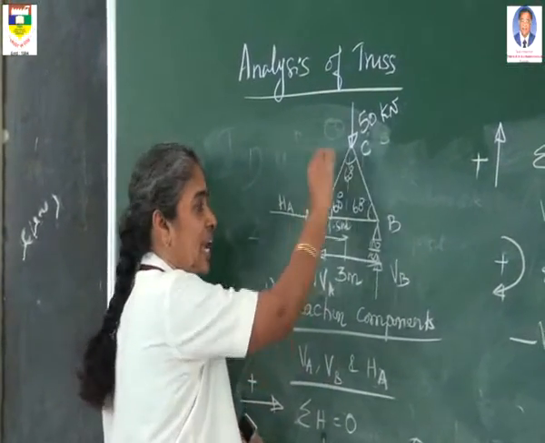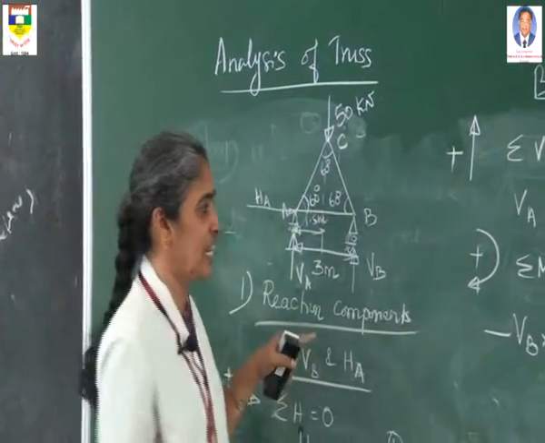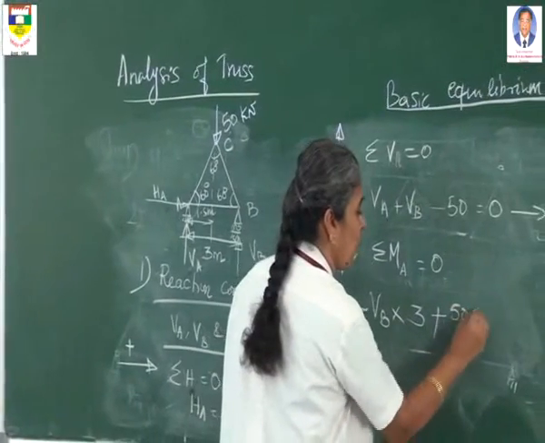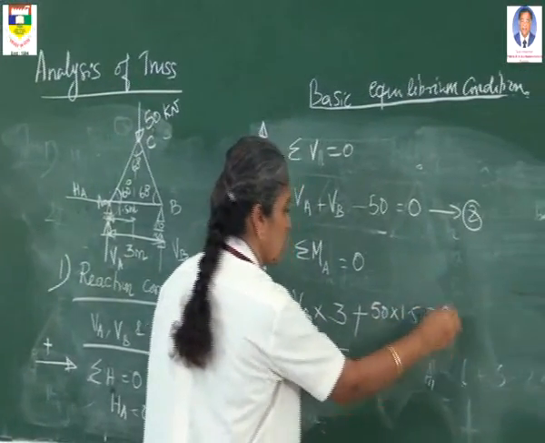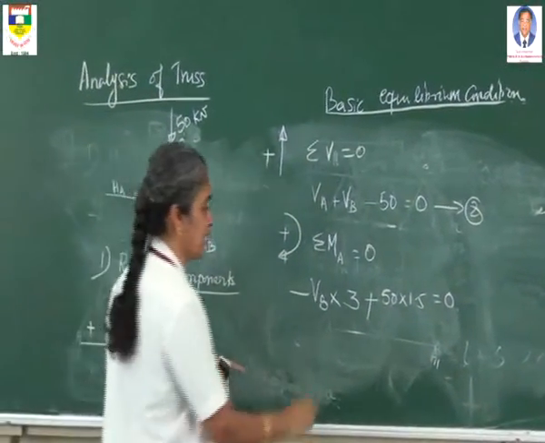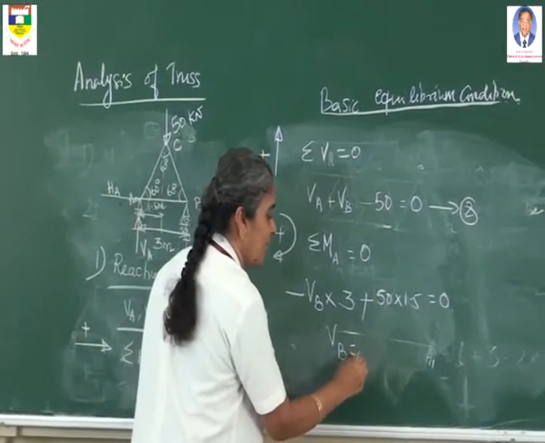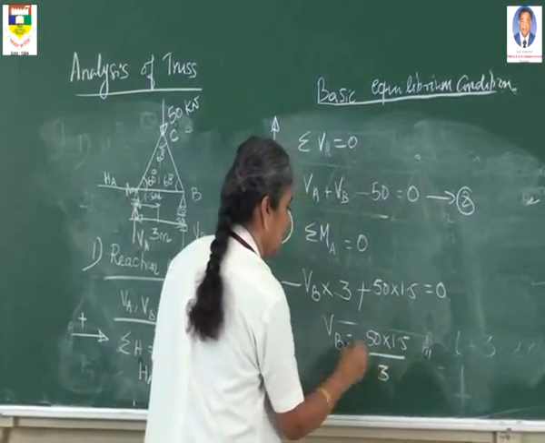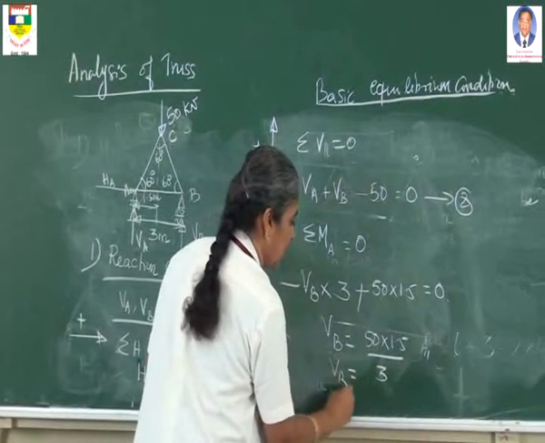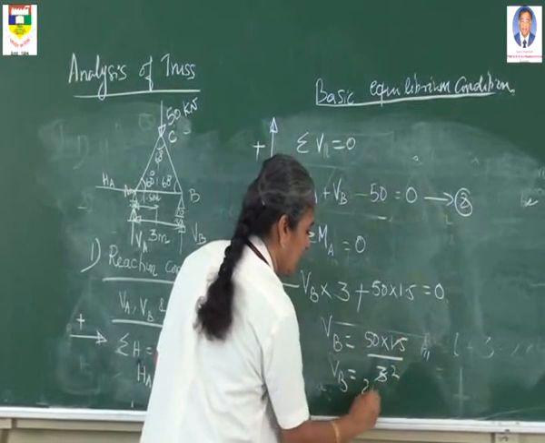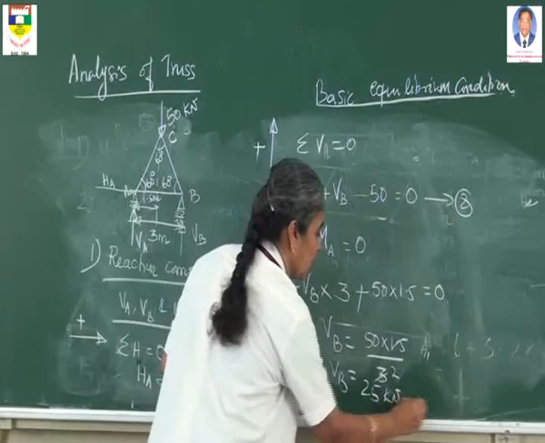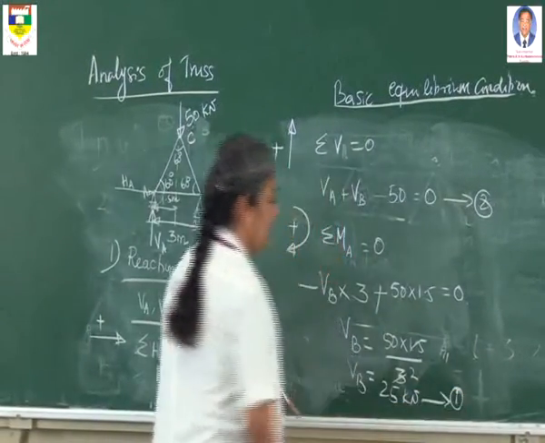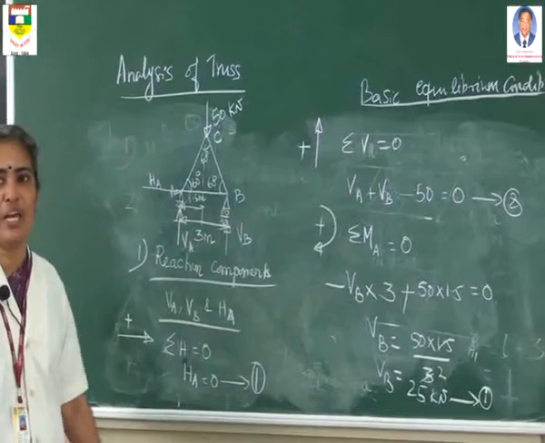Towards the point A, it rotates in the clockwise direction. Therefore you have to put the positive sign, that is 50 into 1.5, which is equal to 0. Now using this expression, you calculate VB equal to 50 into 1.5 divided by 3. So VB equal to 25 kilonewton. So you arrive at the first reaction component, that is VB, which is 25 kilonewton.